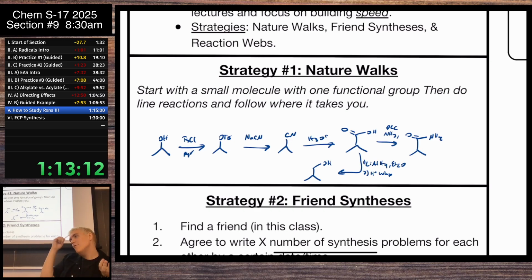And also it can be like, oh, I want to turn this into a carboxylic acid. Do I remember the reagents for that? And so you can do a little practice with that.